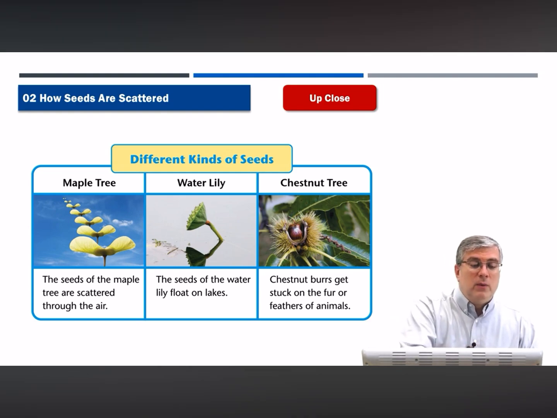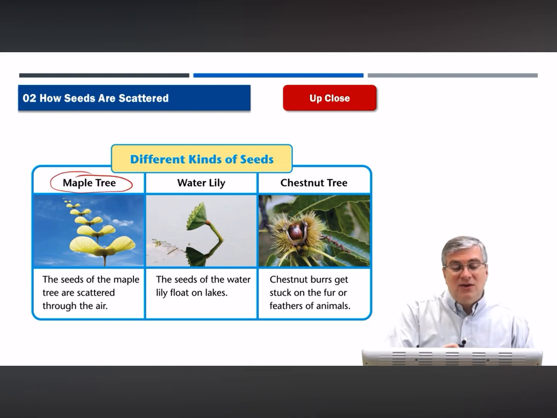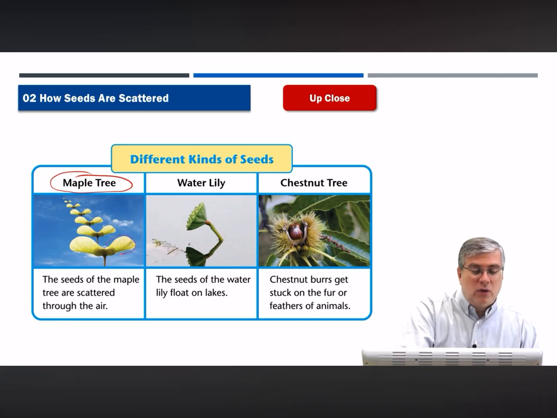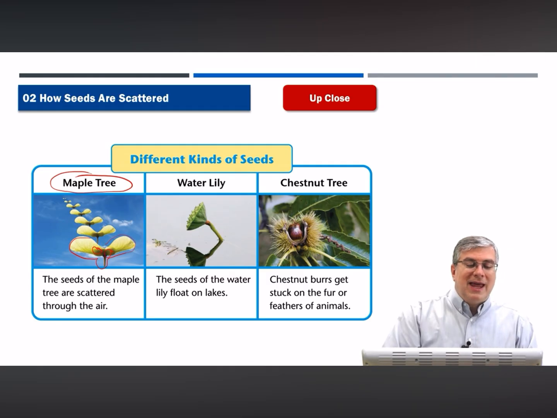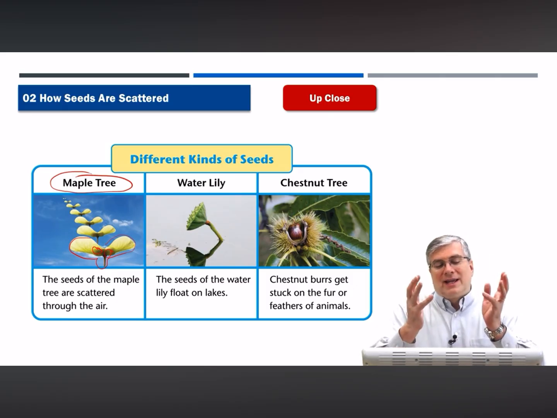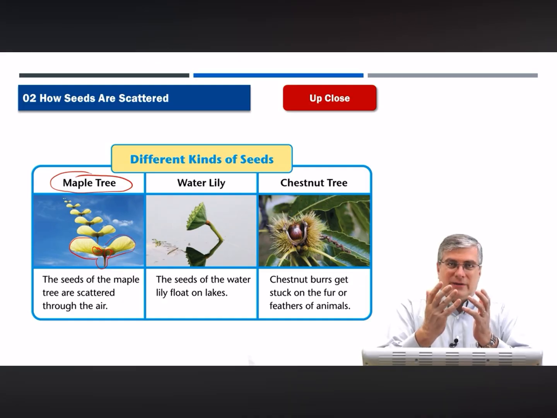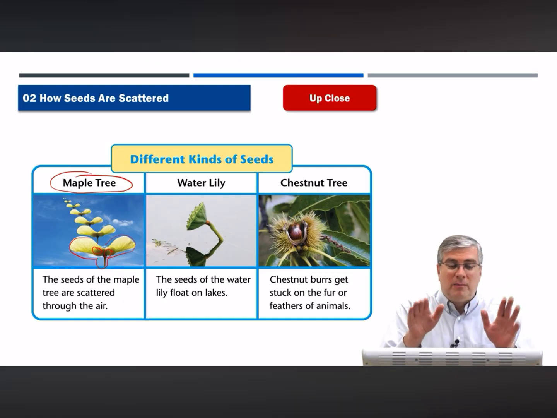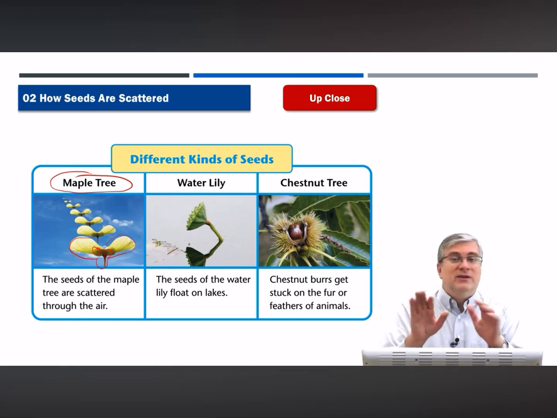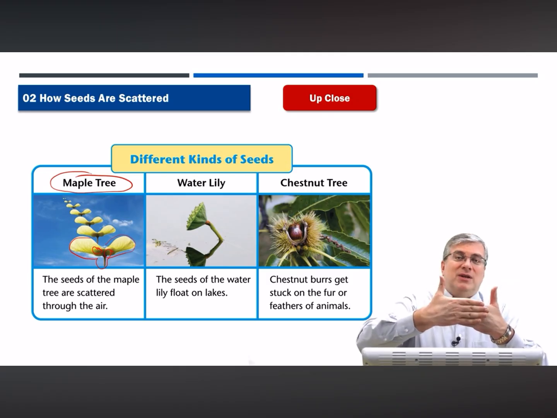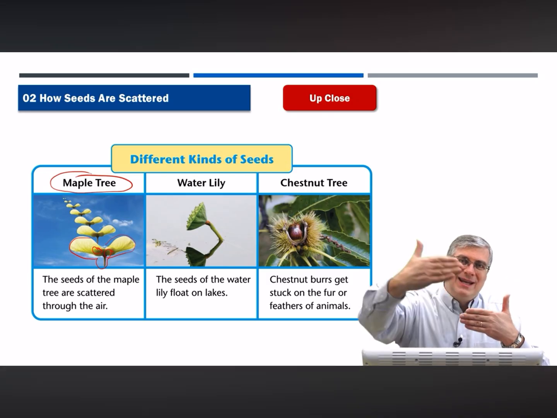For example, we have the maple tree. The maple tree has interesting looking seeds. Of course, that's not the whole seed. The seeds are down in here, right? But they have a covering or case, I guess you could say, that looks like wings, right? They don't flap. It's not like a butterfly actually moving the wings. They don't move, but they're shaped very well so that the wind can catch them.